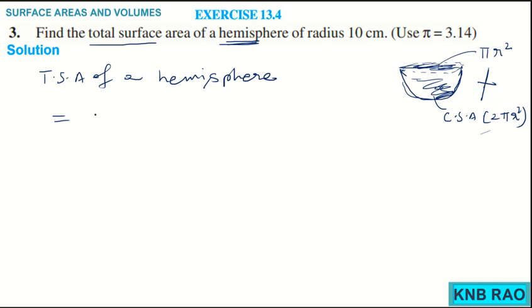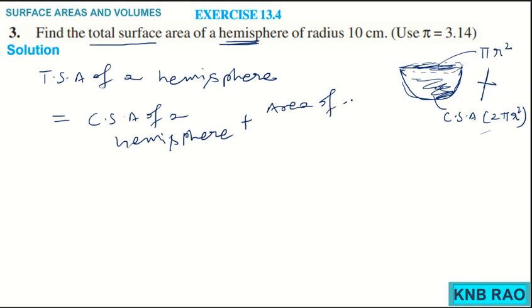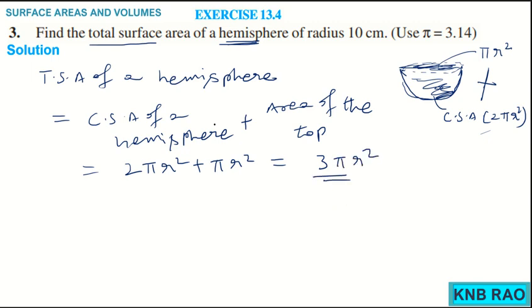Okay. So, CSA of a hemisphere and area of the top, or area of the bottom, or area of that circular region. So, it is 2 pi r square plus pi r square, thus it gives 3 pi r square. This is the formula for the total surface area of a hemisphere.